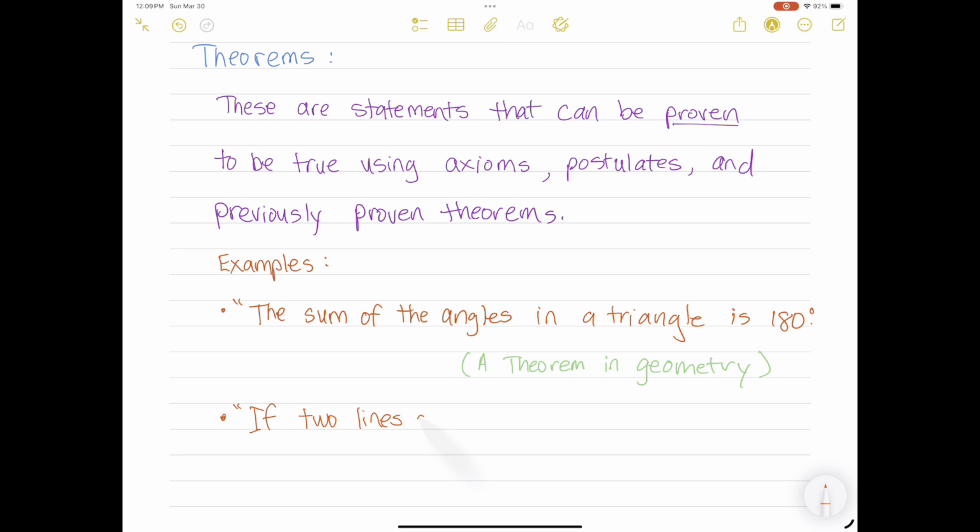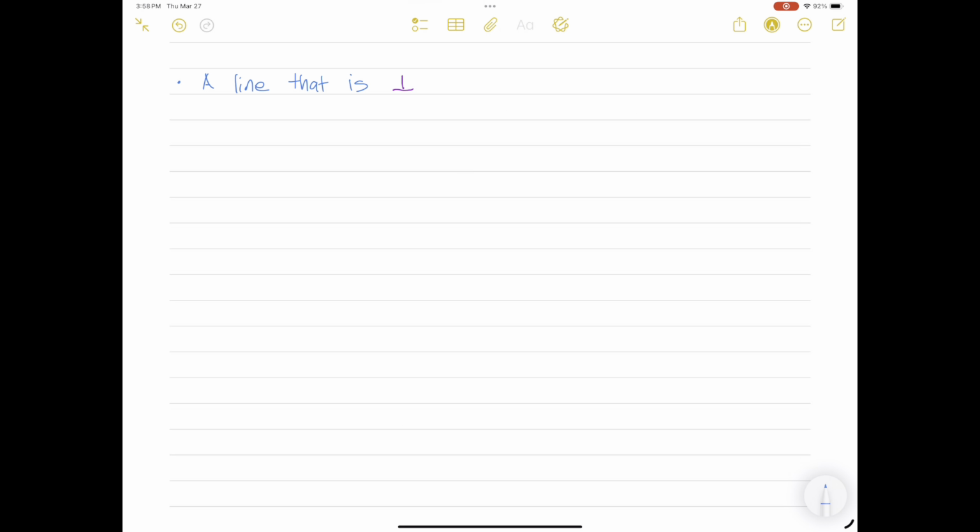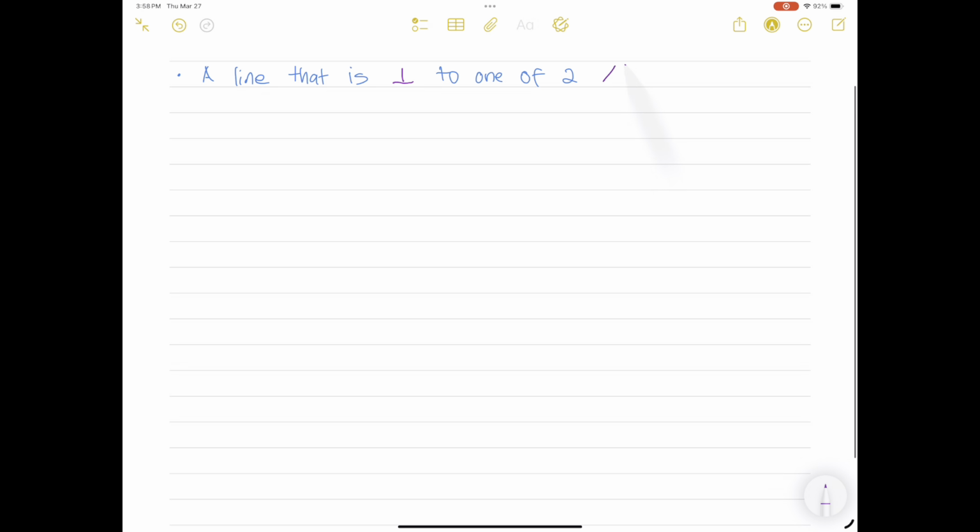This is a theorem in geometry. If two lines are parallel, then the corresponding angles are equal. Another theorem that we had just discussed in this lesson. Now we will summarize some of those axioms, postulates, and theorems that we have discussed in this lesson.